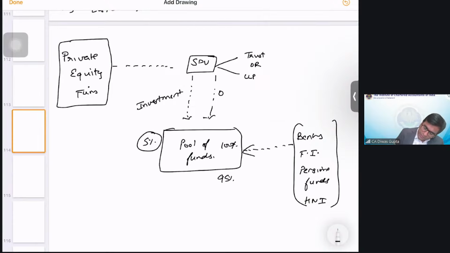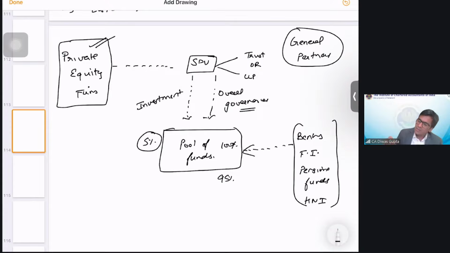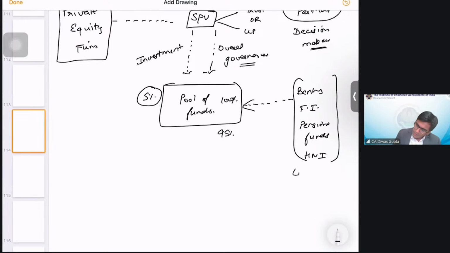They will also give the overall governance. Overall governance means the overall management of this pool of funds will be done by the private equity firm in the form of general partners. They will appoint general partners to this, who are actually the decision makers. So these individuals will be appointed as general partners who will make decisions on behalf of this SPV on the pool of funds. These are called limited partners.